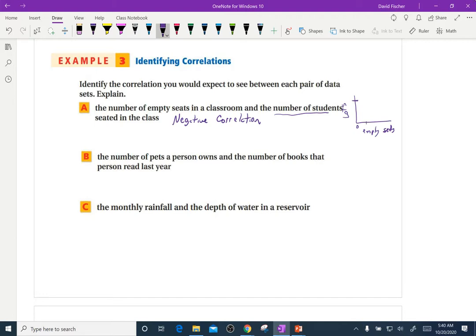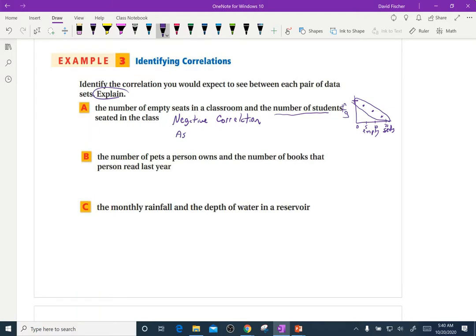And so sometimes I'll do this up. If I had 5 empty seats, well, then that means there's fewer than what I started with in here. And then if I had 10 empty seats, that would mean I have fewer kids. And then if I had 20 empty seats, I would have something like this. And so I see this negative trend here. Now what you have to do is you have to write it in words. Explain, it says. Explain, which is a lot of writing.